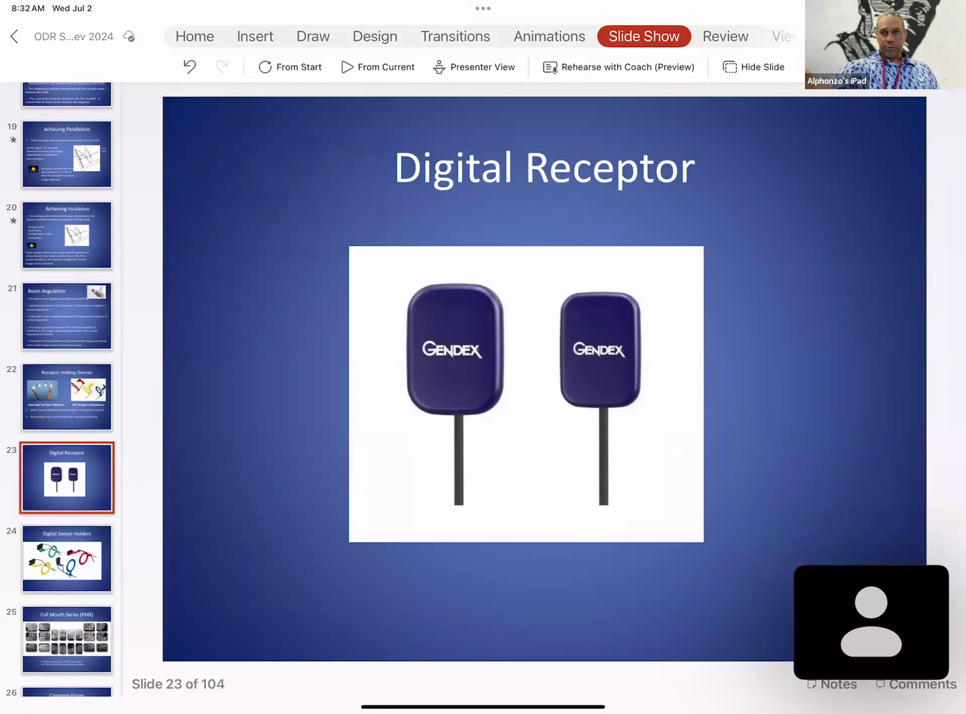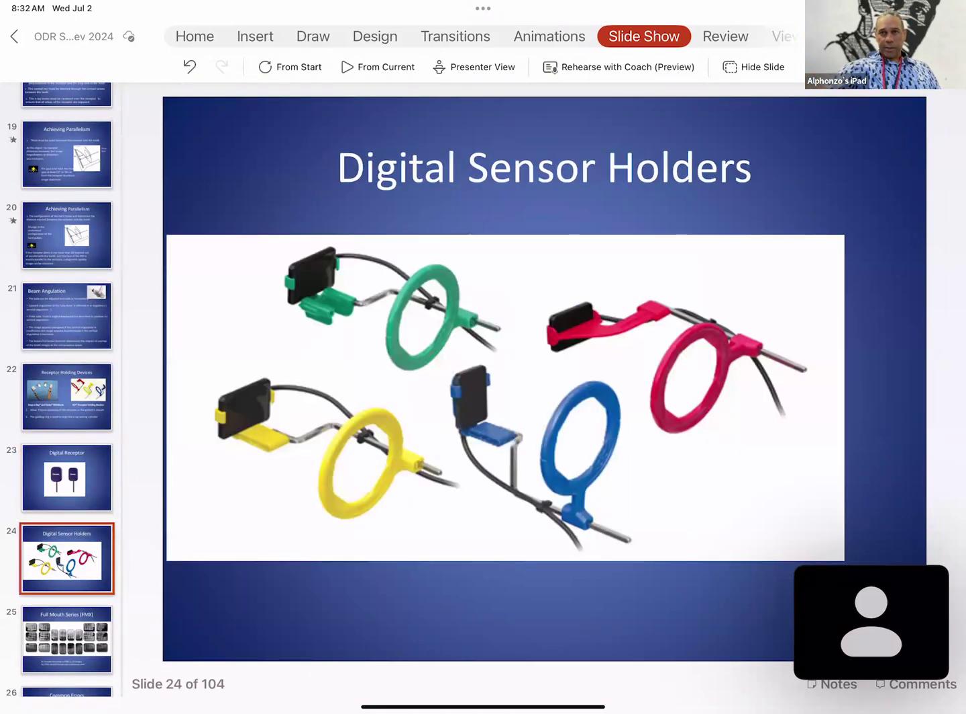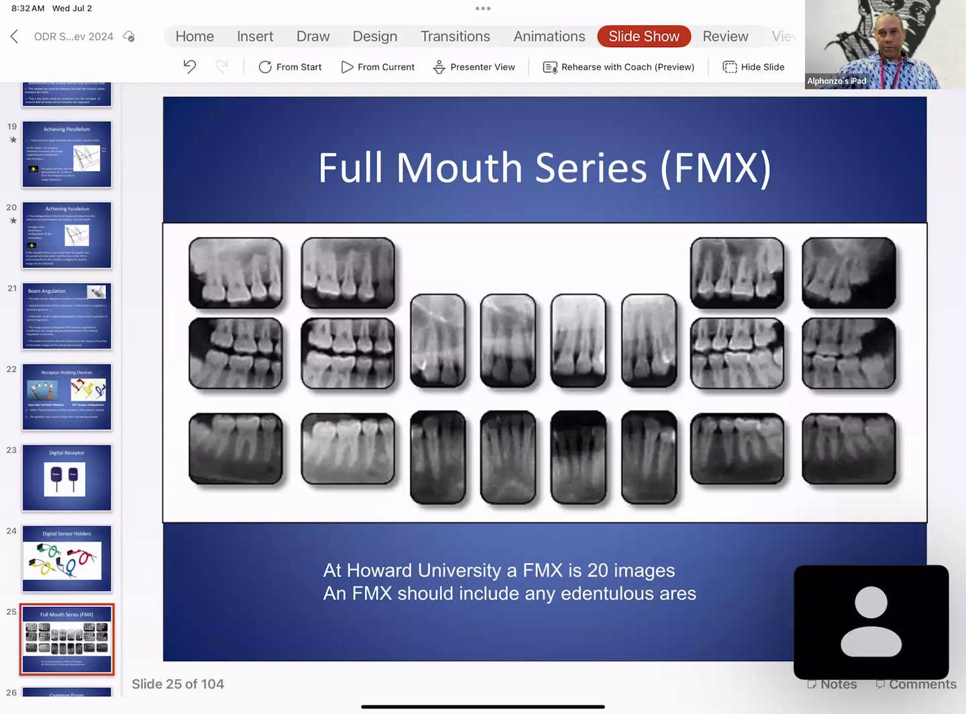Okay, here's a digital receptor. Again, these are imaging devices. Okay, here is an FMX. At Howard, we usually do 20, sometimes we do 18 images. And the FMX should include any edentulous areas. Just because there are no teeth in the area, that doesn't mean we don't want to examine the supporting structure there.